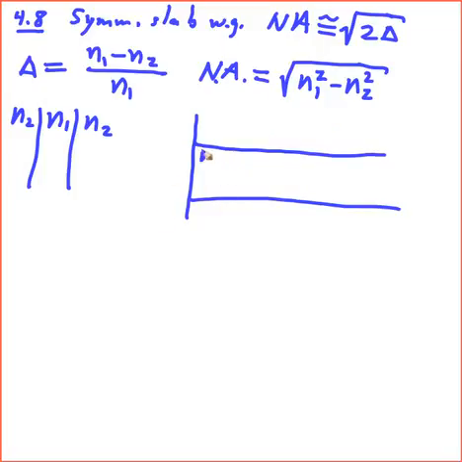Okay, so here's our slab, n1. We have cladding around it, n2. And we have air out here, an index of 1. And we're going to look at the ray coming in. We're going to let this ray strike the surface, come in at some angle, alpha. And we're going to have it refract in and then strike the top surface right at the critical angle.